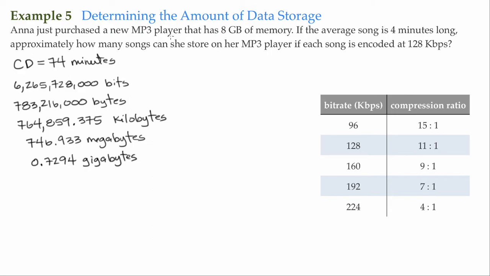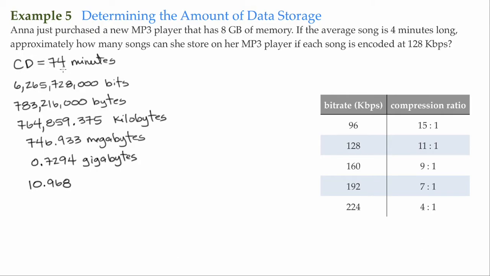Now Anna's MP3 player is 8 gigabytes of memory. So if I take 0.7294 and divide that into 8 gigabytes, that means that Anna's MP3 player is 10.968 times larger than a CD. So her MP3 player with 8 gigabytes of memory is almost 11 times larger than a CD.